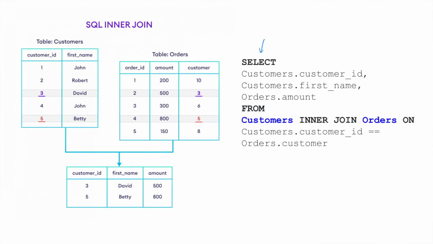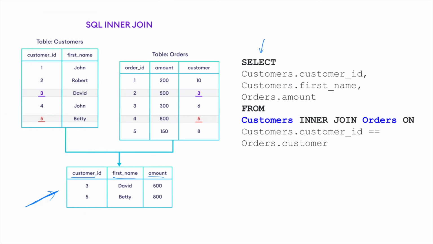Right here, if we look at our resultant table, we have a customer ID, a first name, and an amount. So based on customer IDs, we were getting a first name and amount. And the idea is that we're getting the first name and amount for customers that exist in both the customers table and the orders table. So we're just getting information for what exists in both tables, the common denominators between both tables.